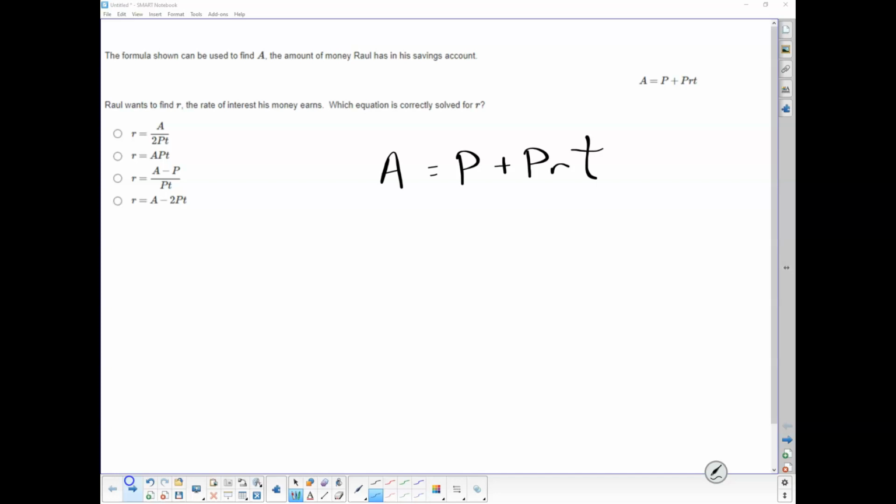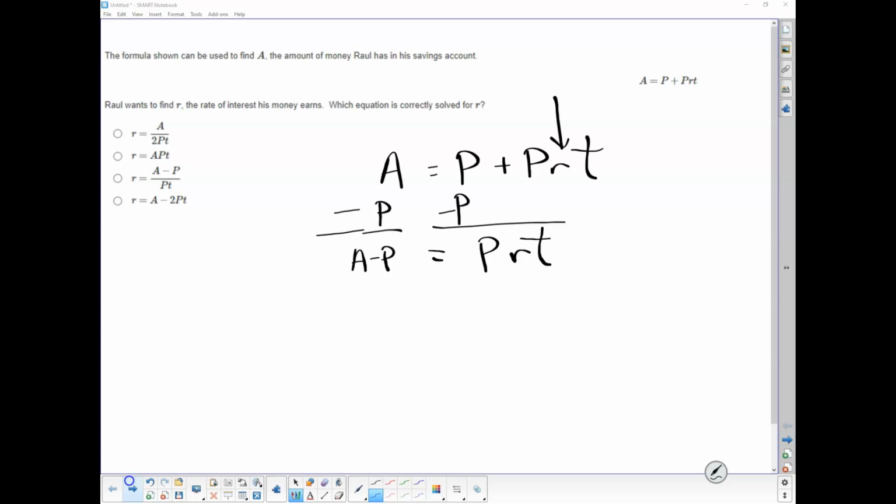Okay? And so what we need to do is solve for the variable R. So I'm going to move everything else away from R. I'm going to subtract P from both sides so that I then have A minus P equals PRT.